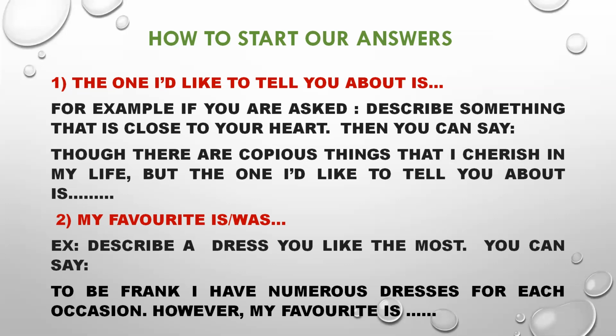Though I have copious things, though I have a number of items, though I like many of the places, though I have various or numerous items, to be frank, I have various things, but I would like to pick out one. Though I have many likings, however, I would like to tell you about. So these are some phrases you can use when you need to choose a particular thing from various items or locations present in your mind, that you can remember at that time. If you need to pick out one from a lot, then you can use these phrases.